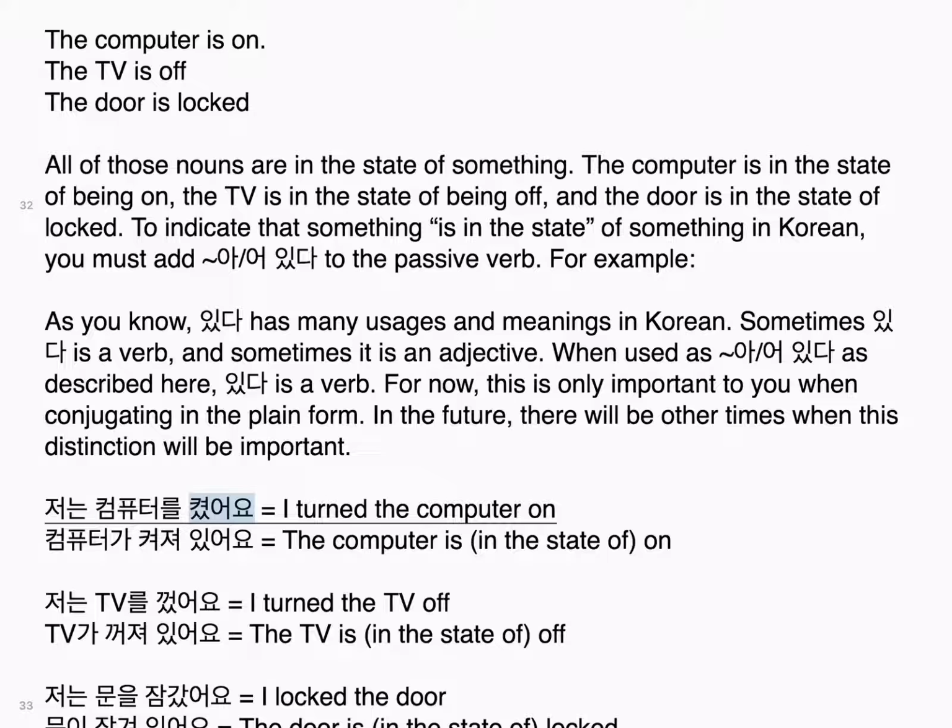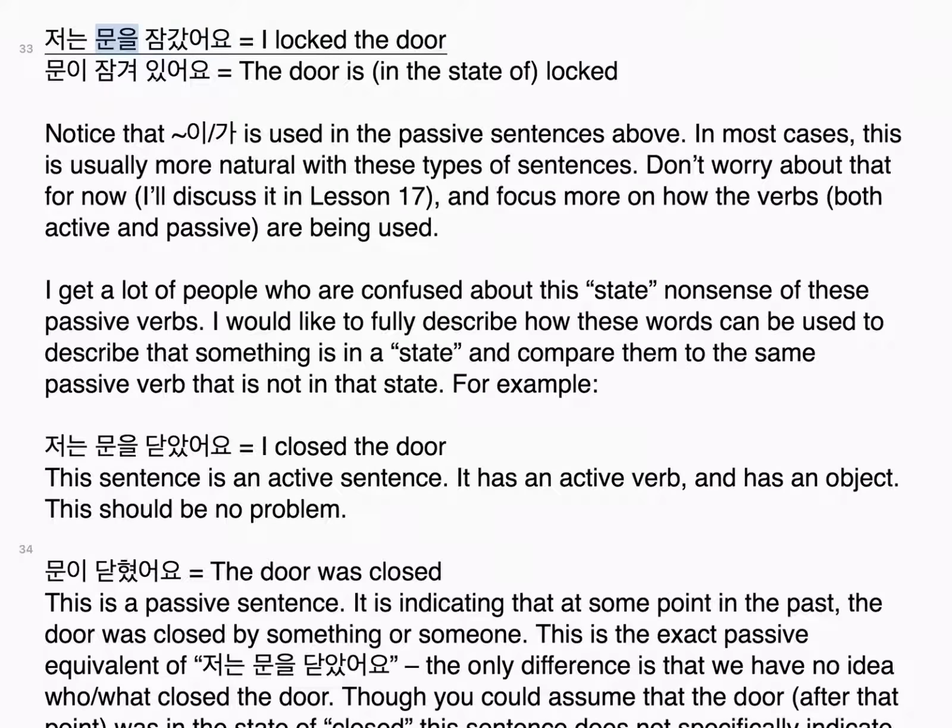저는 컴퓨터를 켰어요. I turned the computer on. 컴퓨터가 켜져 있어요. The computer is in the state of on. 저는 TV를 껐어요. I turned the TV off. TV가 꺼져 있어요. The TV is in the state of off. 저는 문을 잠갔어요. I locked the door. 문이 잠겨 있어요. The door is in the state of locked.